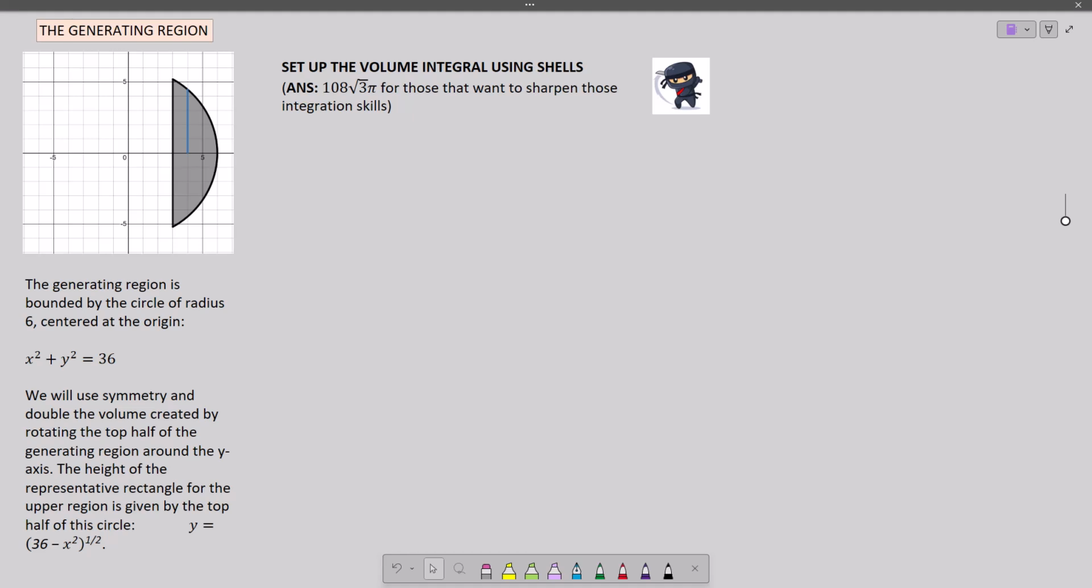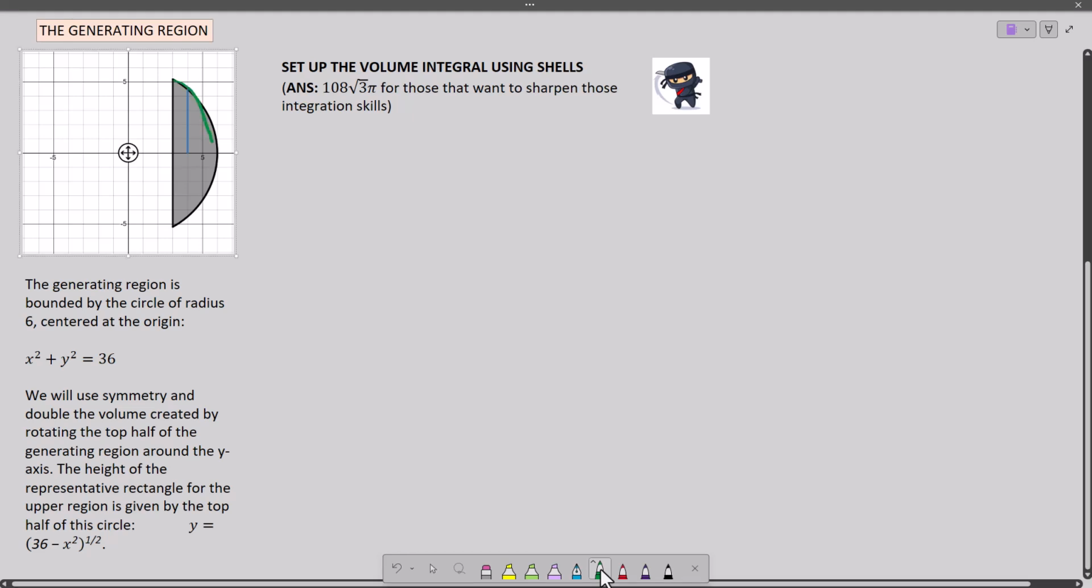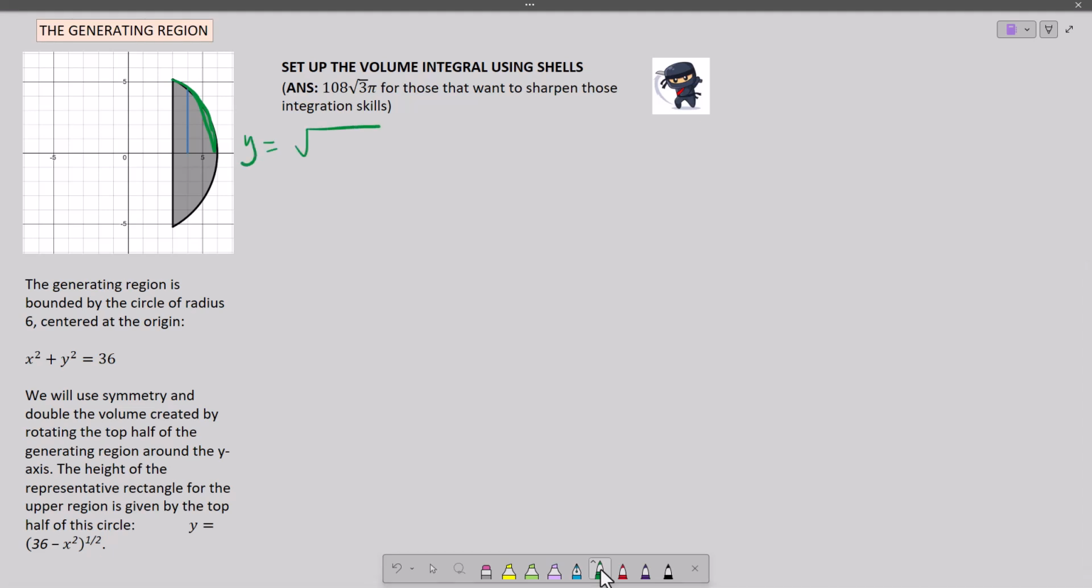The top half of the bead doubled will give us the total volume of the napkin ring. Because that element is vertical, is it a dy or a dx? It's a dx. So then everything needs to be turned into x's. If I solve for y in this equation, that positive square root function is the top half of the circle. So the top half of the circle right there is going to be y equals the positive square root of 36 minus x squared.